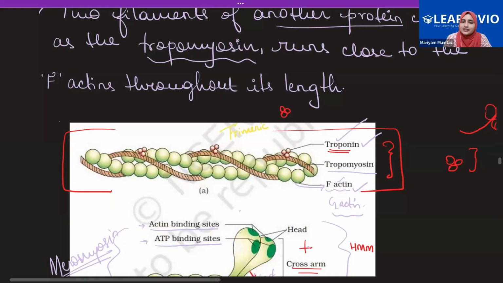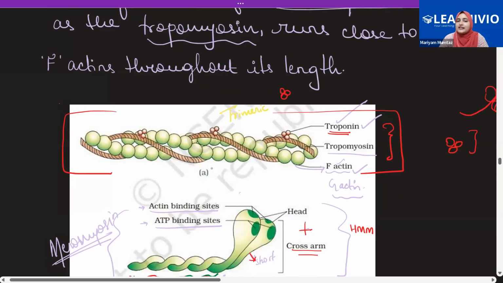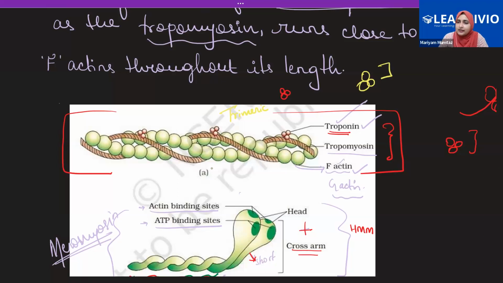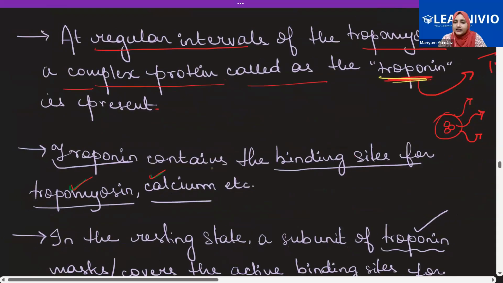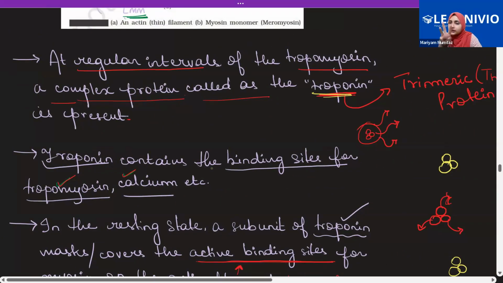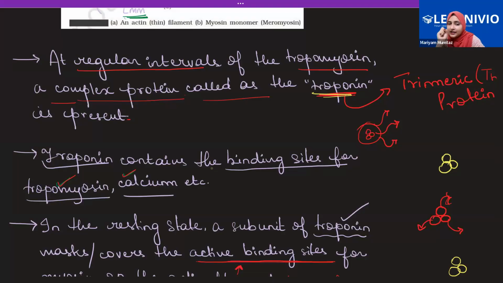Now, running through it is another layer of protein, which we call tropomyosin. It runs throughout the entire length of the filamentous actin. And then at regular intervals, there is a trimeric protein, 1, 2, 3. A protein that has 3 subunits is a trimeric protein, which you call troponin. These troponins contain different binding sites, like all 3 circles, present for different things to bind.